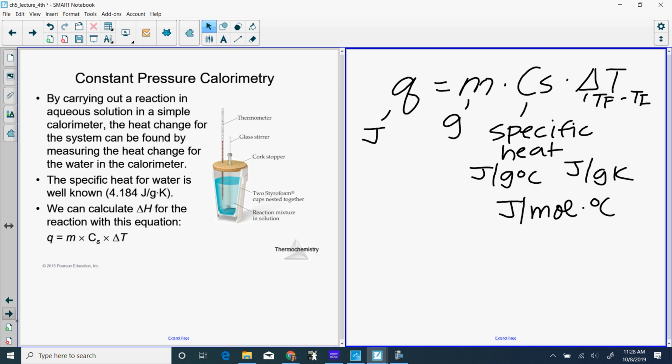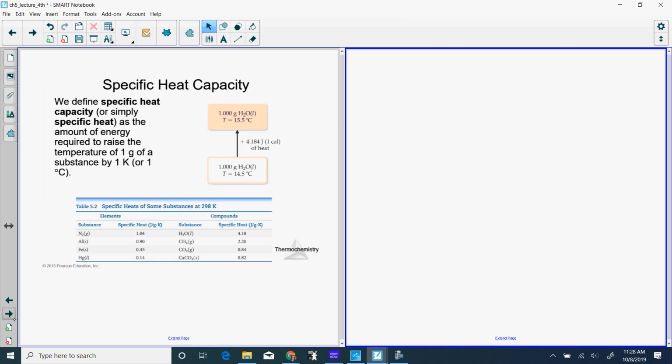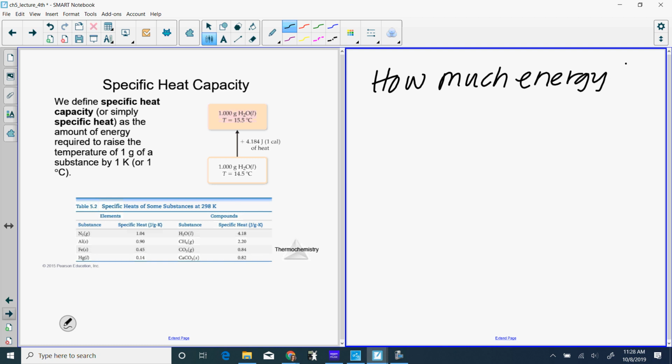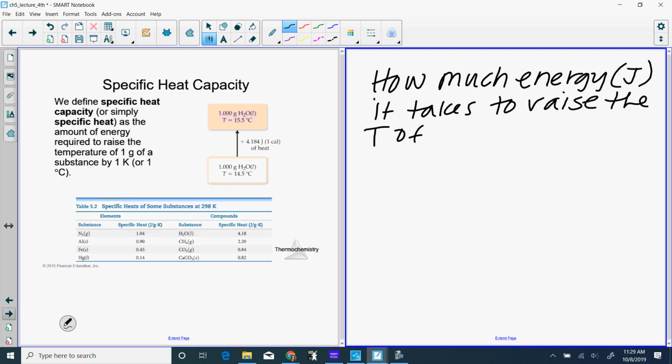So more on specific heat. Specific heat is how much energy in joules it takes to raise the temperature of 1 gram of something up 1 degree Celsius. If I had 1 gram of it, how many joules of energy do I have to put into it just to go up 1 degree? Okay.